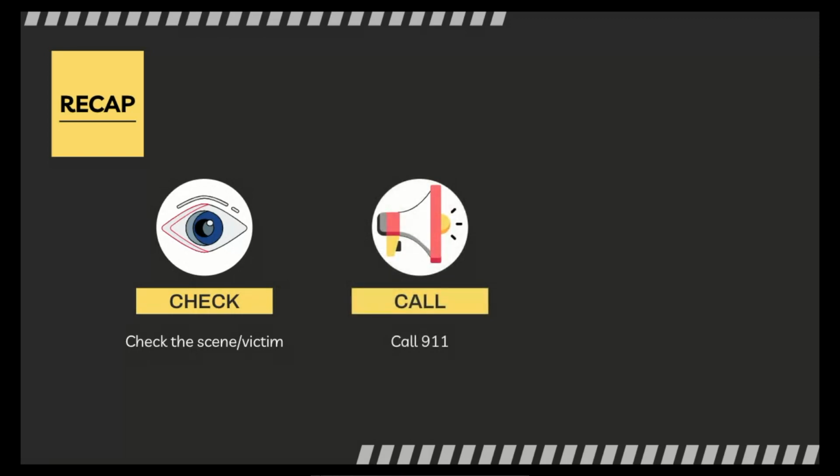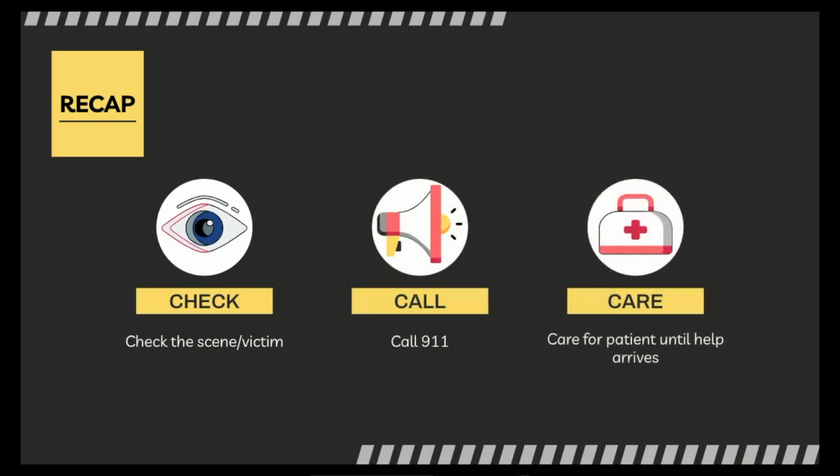We have now gone through all the 3 C's of the emergency. As a quick recap, the first C is to check the scene and victim, second C is to call 911, and the third C is to care for the patient until help arrives. By following these 3 steps, you may be able to help save a life in an emergency situation.